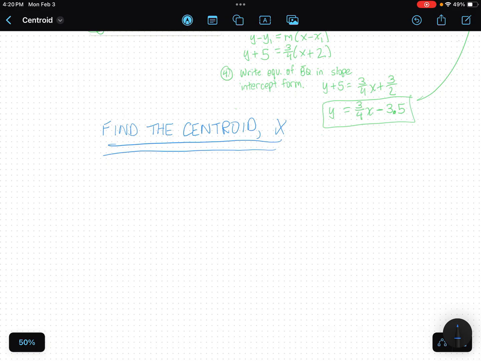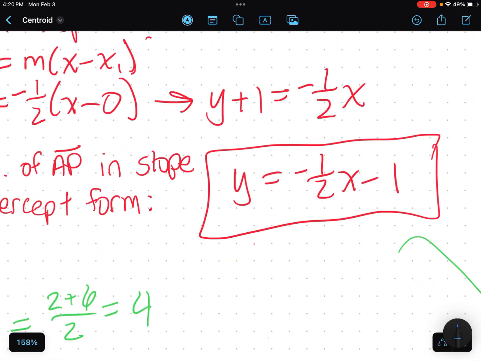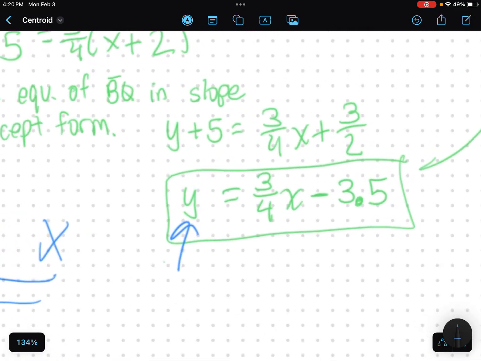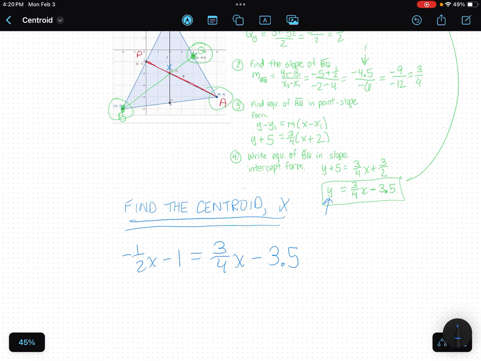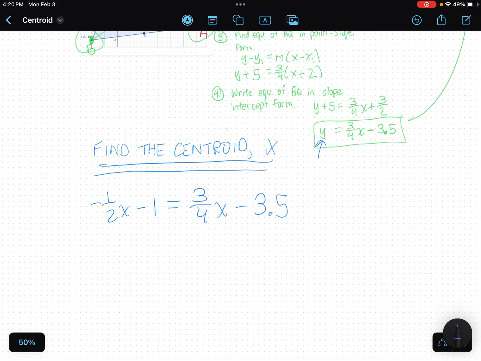So basically what I'm going to do is substitute my red equation for y right there. So that's going to give me negative 1/2 x minus 1 is equal to 3/4 x minus 3.5. Again, just so you can see where that's coming from, the negative 1/2 x minus 1 is coming from my first equation of the median AP. And the 3/4 x minus 3.5, of course, is the second median equation, BQ. So now that I have this, I got it down to one variable, and now I just have to crunch the numbers and solve the equations.